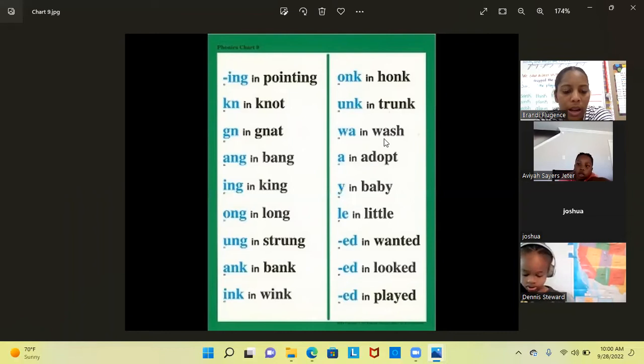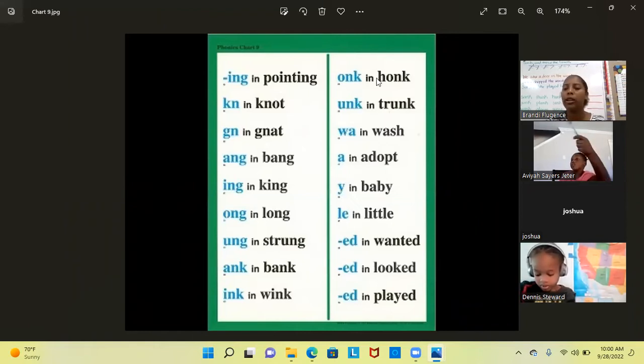WA says wah, and wash. A says uh, and adopt. Y says ee, and baby. LE says ul, and little. ED says d, and look. ED says play.